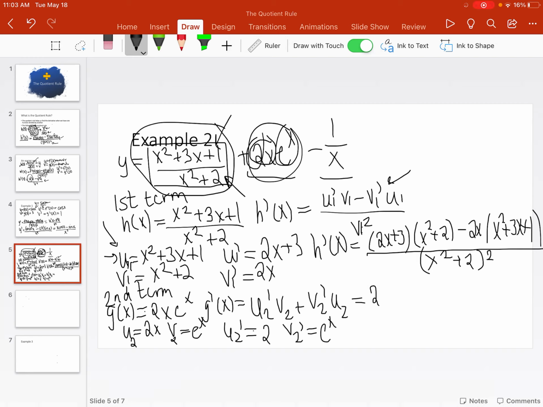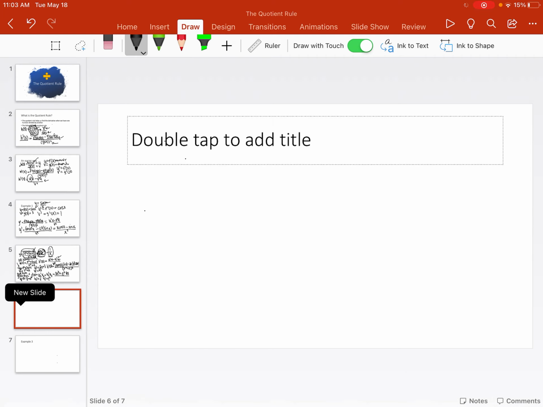So putting that all together, what's u2 prime? That's just 2. What's v2? That's just e to the x, plus, what's v2 prime? v2 prime is just e to the x. And what's u2? Well, u2 is just 2x. There we go. We got our derivative for our second term. If you want more of a refresher on the product rule, check out my video on the product rule. But here, we worked through it. We found our derivative for our second term. And now we're just going to go to our last term. We're going to go on to the next page.